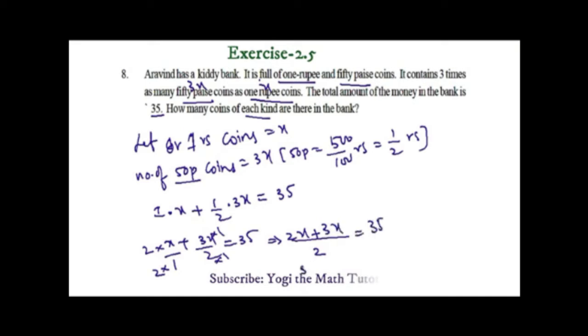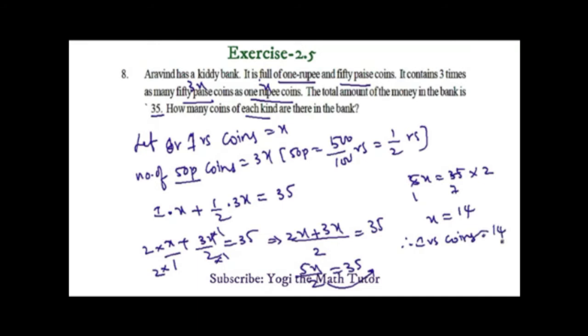Now 2x plus 3x we are getting 5x by 2, which is equal to 35. Now send the 2 to the right side, it will become 5x equal to 35 into 2. Now cancel, 5 times 1 is 5, 5 times 7 is 35, then x is equal to 14. So what is x? 1 rupee coins. Therefore 1 rupee coins is equal to 14 in that kitty bank.